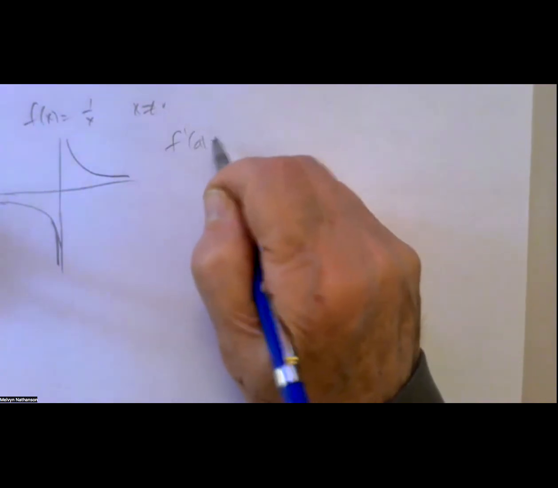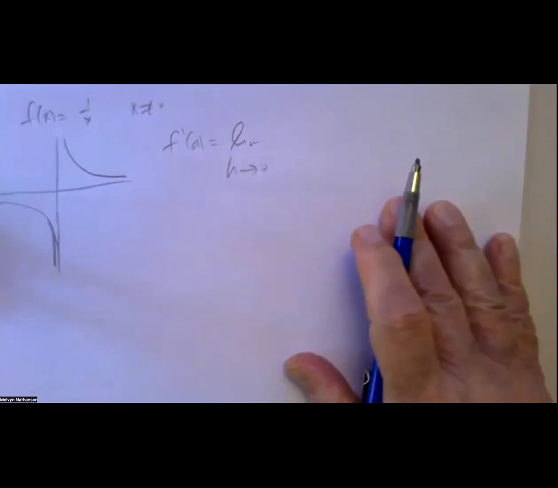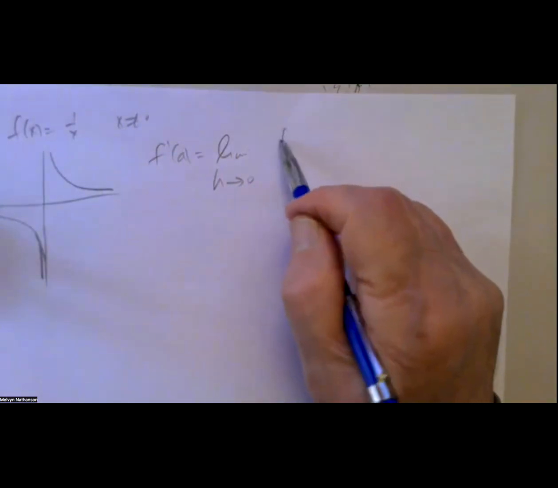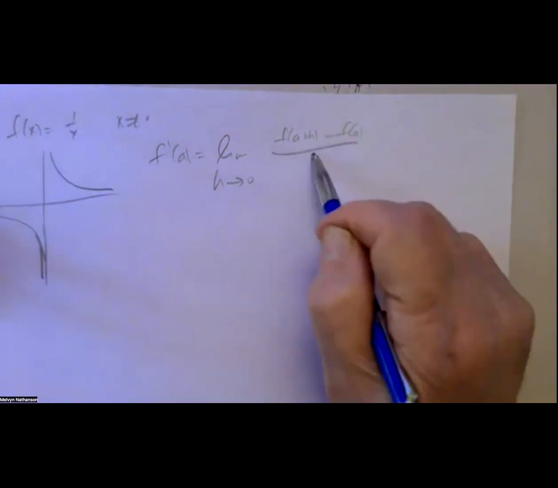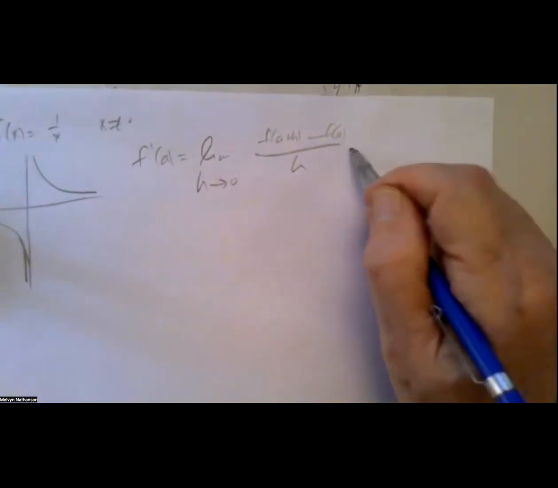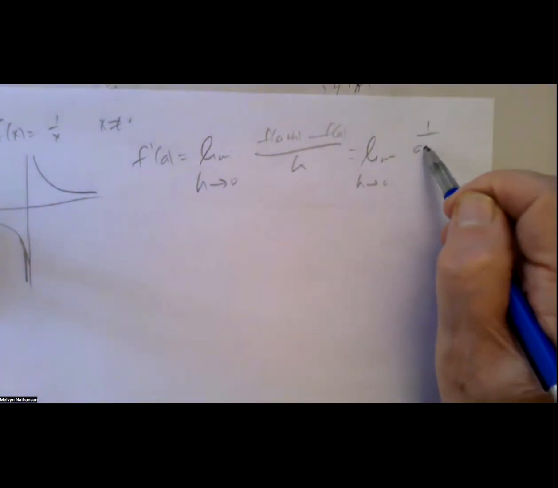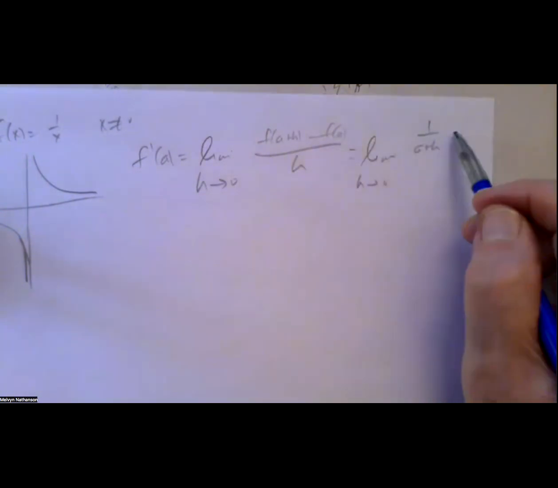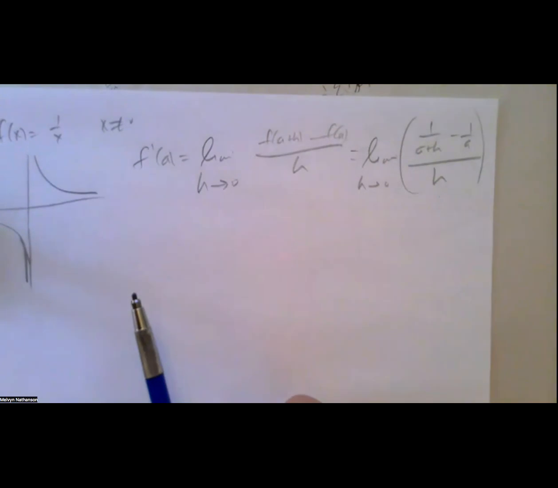That's the graph of the function y equals 1 over x. So f prime of a is the limit as h goes to 0 of f of a plus h minus f of a over h. My function is 1 over x. So f of a plus h is 1 over a plus h, minus f of a, which is 1 over a, all over h. And I want to take the limit of this as h goes to 0.